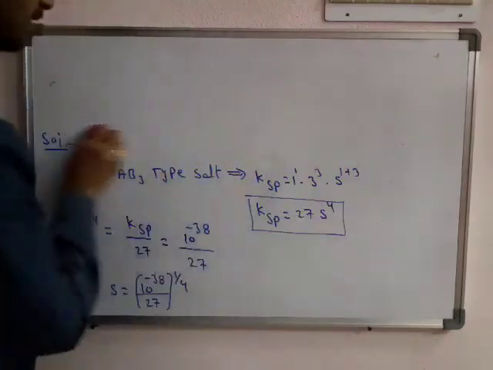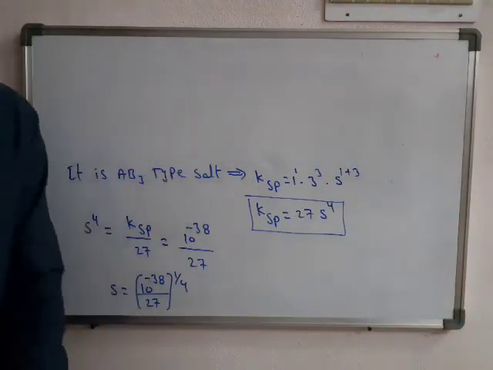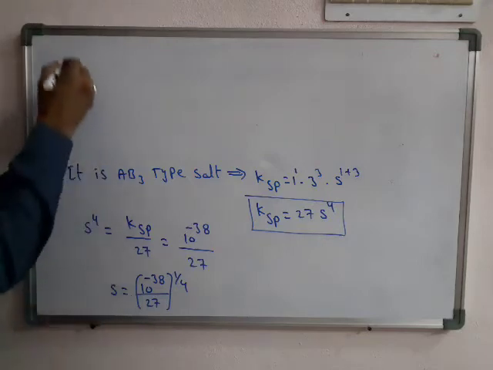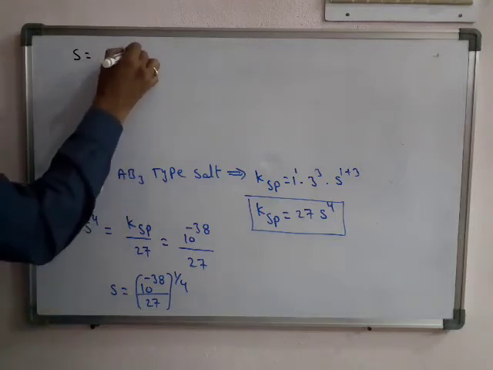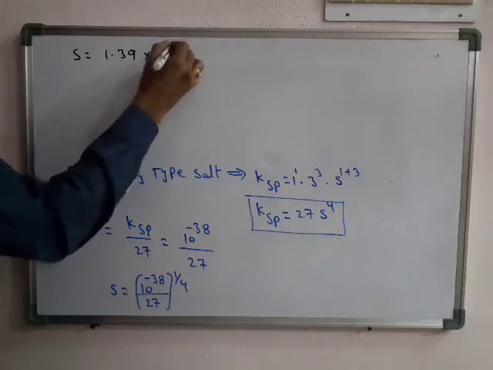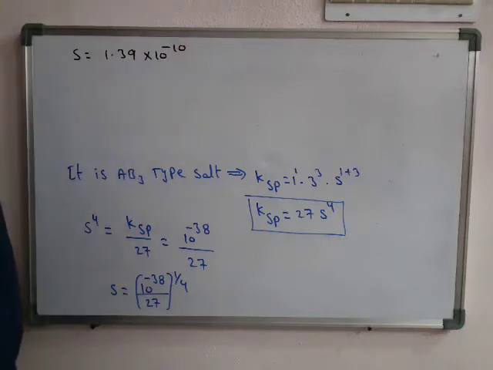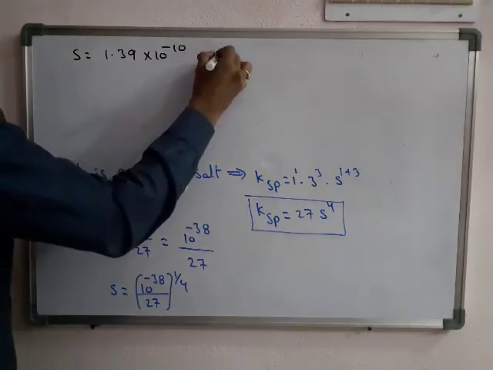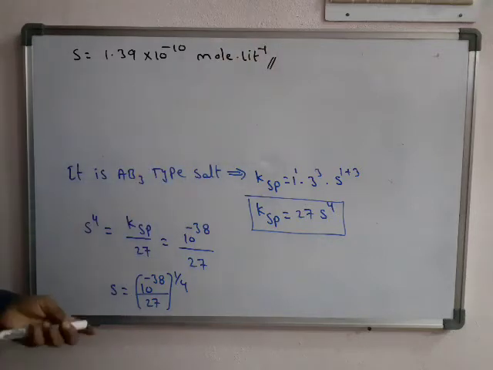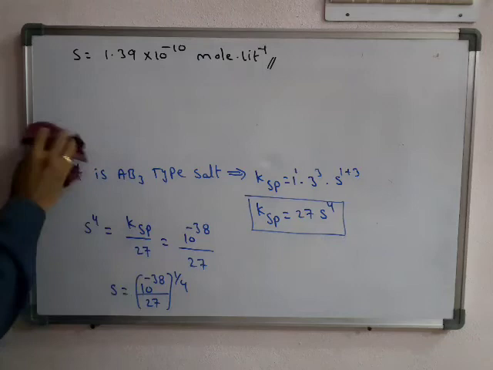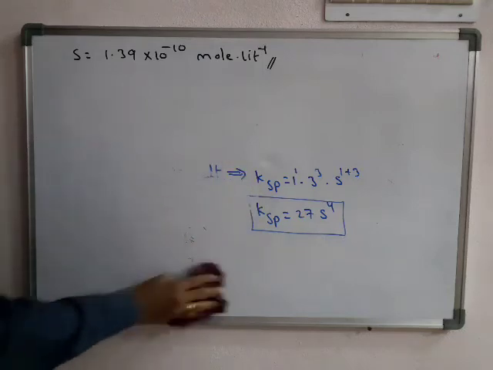So you should be perfect in the calculations. Generally, this type of values they give in the problems as a clue. So finally, on this calculation, we get the s value as 1.4 × 10^-10, approximately 1.39 × 10^-10 moles per liter. So this is the first answer, the solubility of ferric hydroxide in terms of moles per liter.